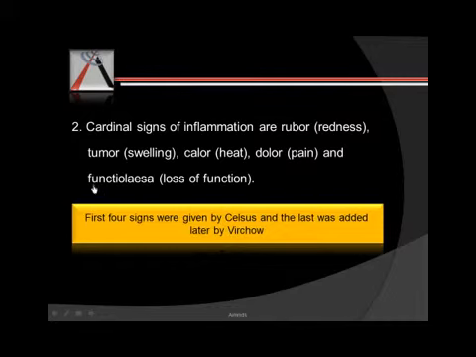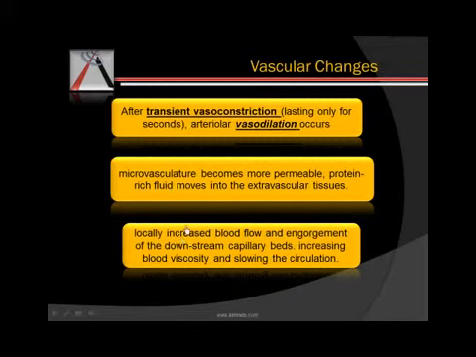And there is a fifth sign, that is functio laesa, or loss of function. The first four signs were given by Celsus and the last sign was added by Virchow. So you have an MCQ here. Next we come to the vascular changes.